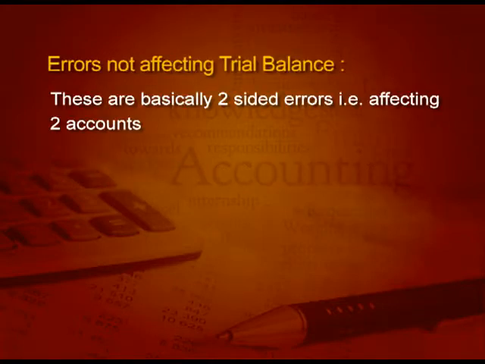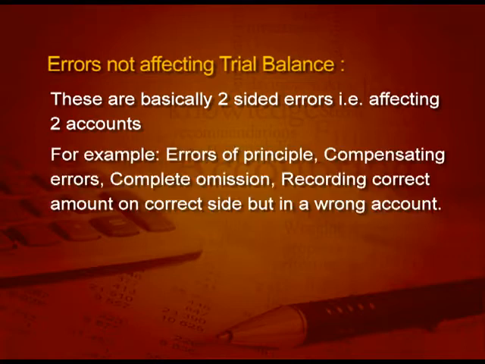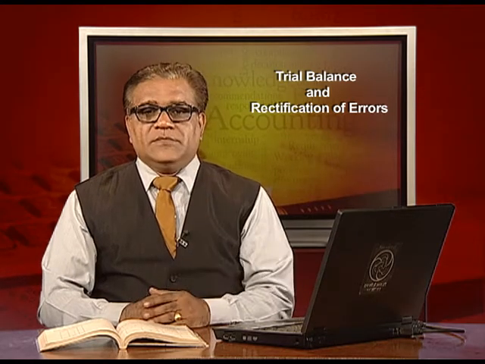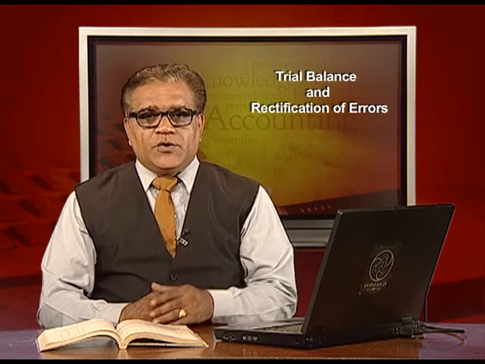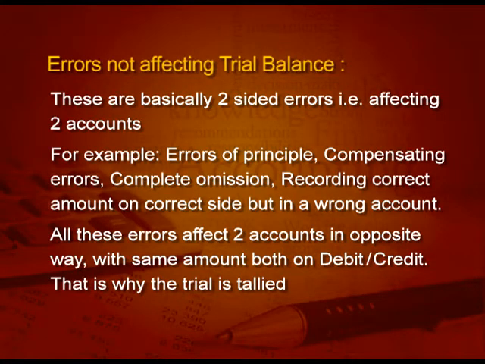These are basically two-sided errors, that is, affecting two accounts. For example, error of principle, compensating error, complete omission, recording the correct amount on the correct side but in a wrong account, like Ram and Sham. All these errors affect two accounts in the opposite manner with the same amount, both on debit and credit. That is why the trial balance is always tallied.